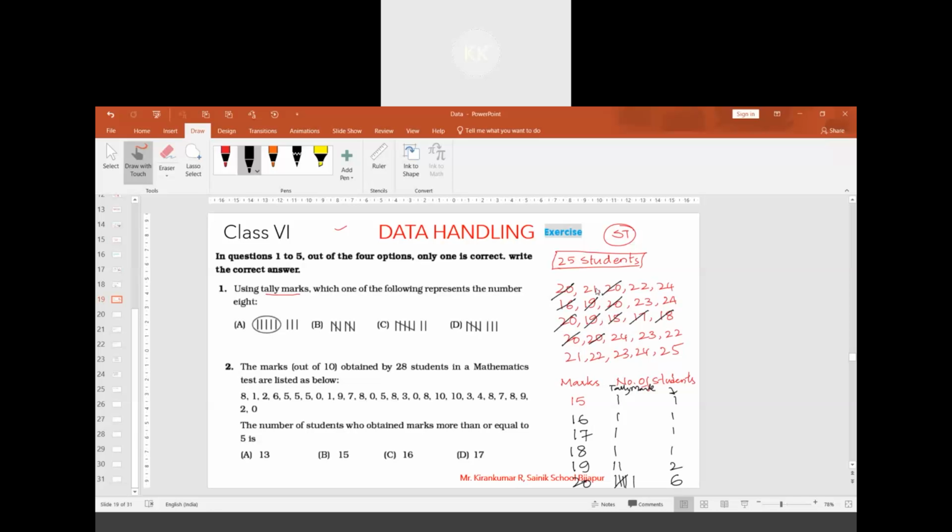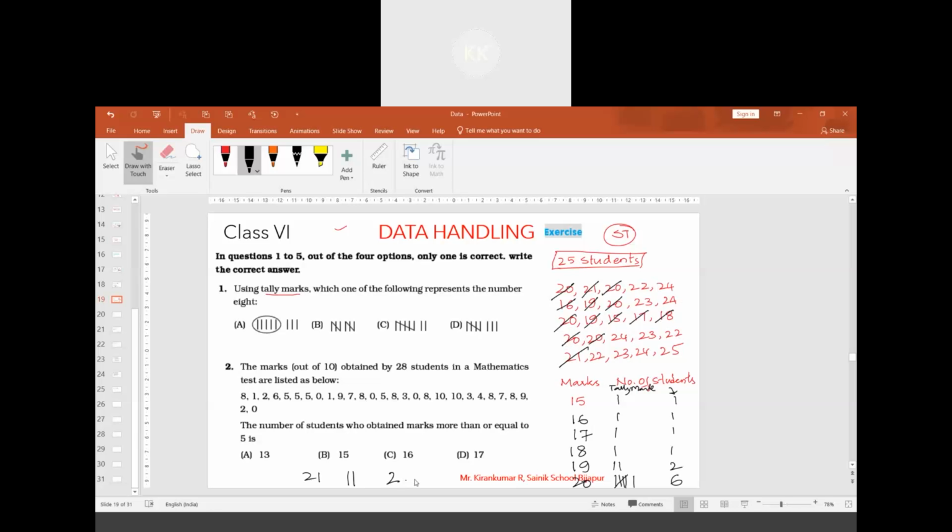How many 21s are there? If I write 21, in the first row there is 1. In the second row it is not there. Third row it is not there. In the fourth row it is not there. Fifth row there is 1. So totally 2 are there.